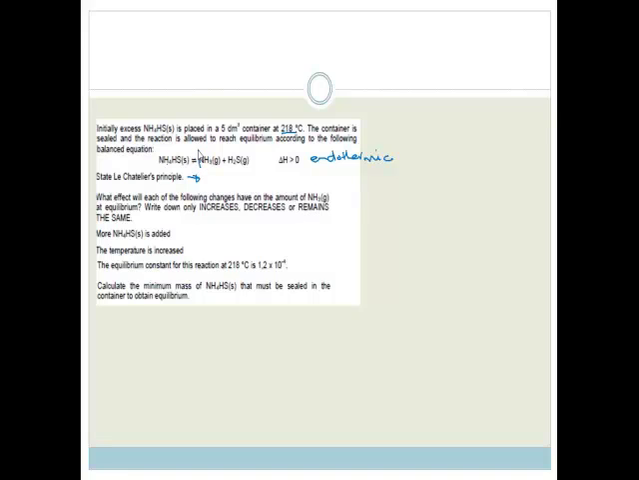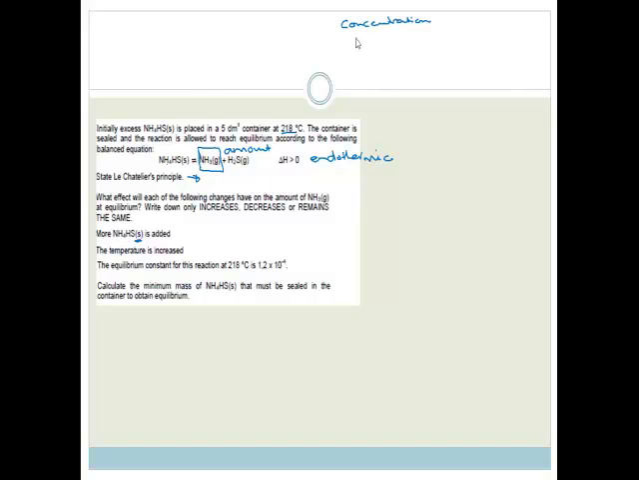So we want the amount of ammonia at equilibrium, right? Only increases, decreases, remains the same. It says more NH4HS solid is added. So what are the things that are going to affect how much we're going to get out? It's going to be the concentration.